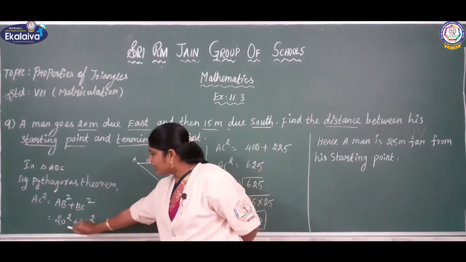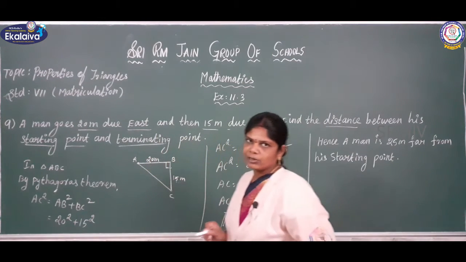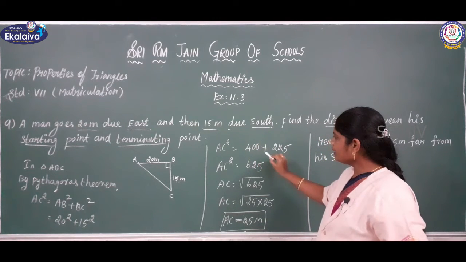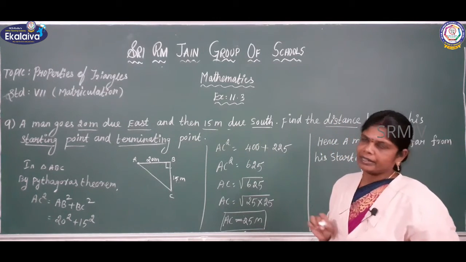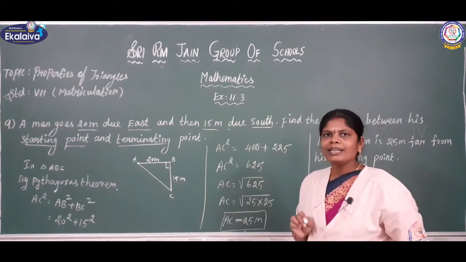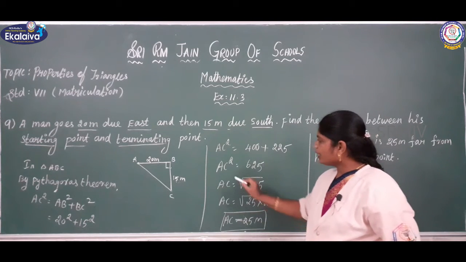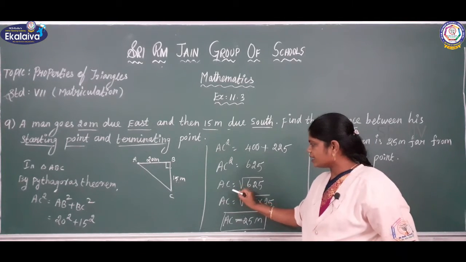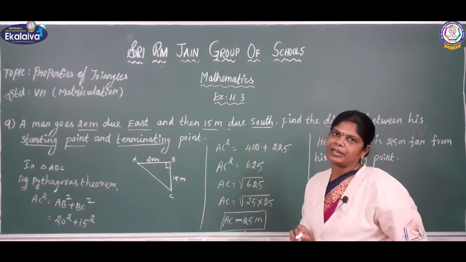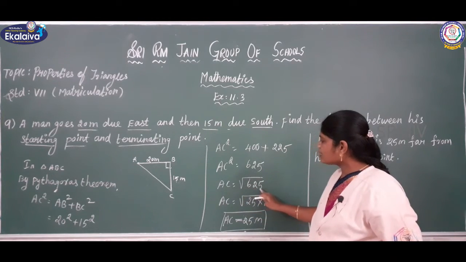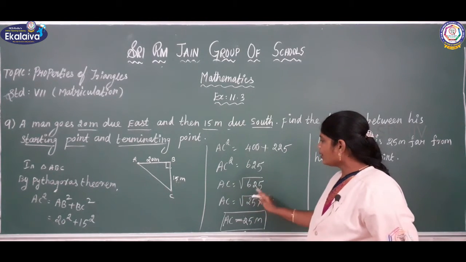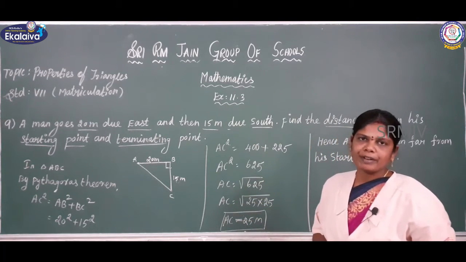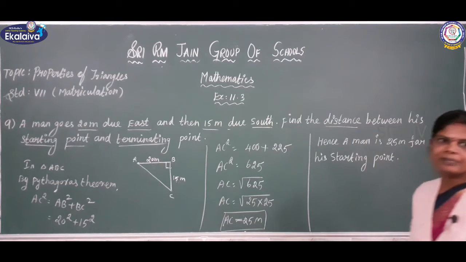Just substitute the values here, 20 square plus 15 square. 20 square, what are we getting? 400 plus 225. So when we add this, what are you getting, children? 625. So AC square equal to 625. But we need to find AC. AC equal to, the square will change to square root. So square root of 625. How can you split this? 25 into 25. So AC equal to 25 meter. Is it clear, children?